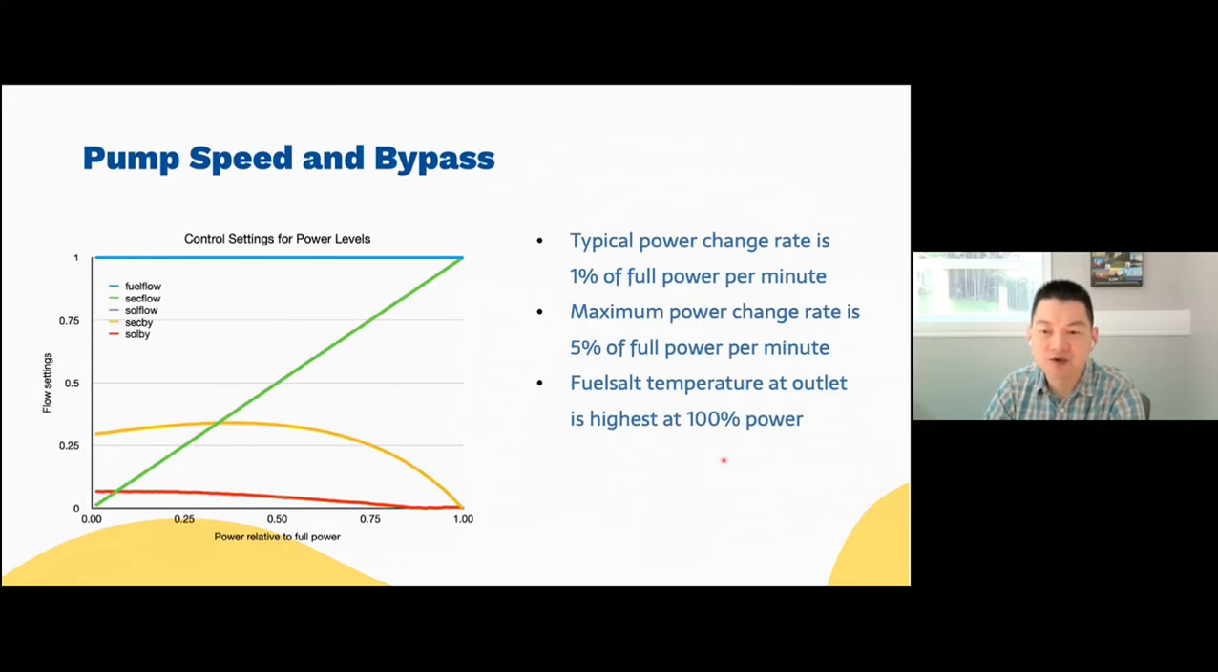Okay, so hopefully this gives you some idea about the load following. We can get into this in more detail if you have more questions about load following.